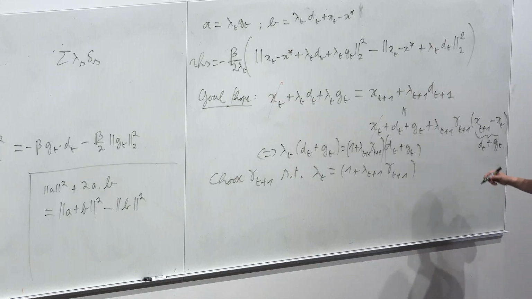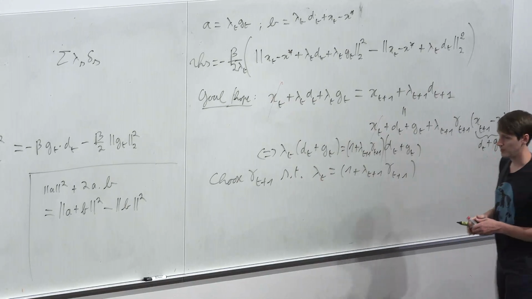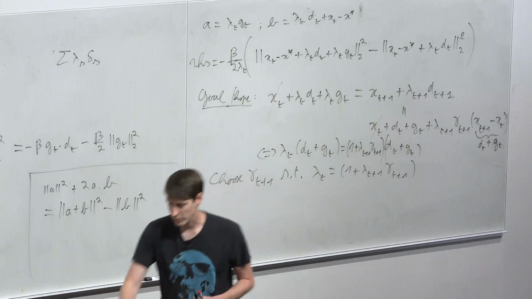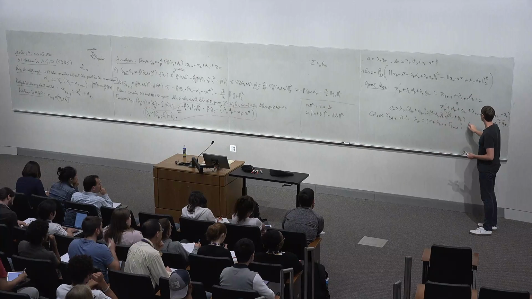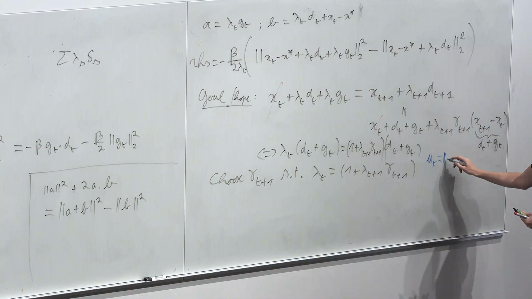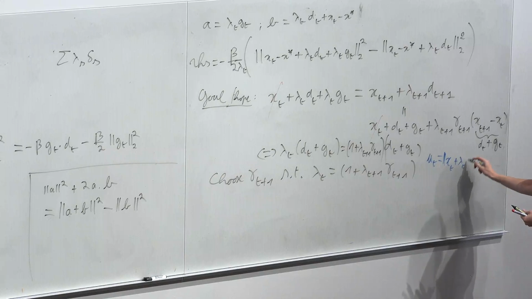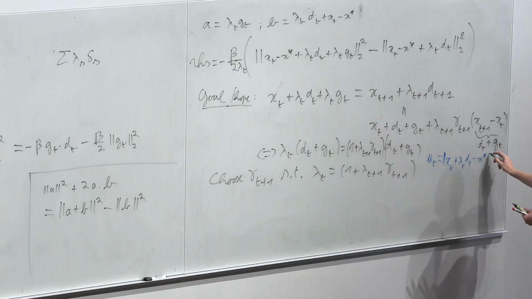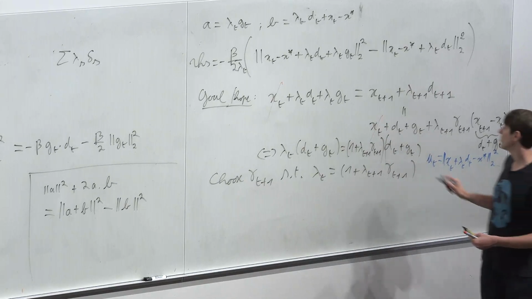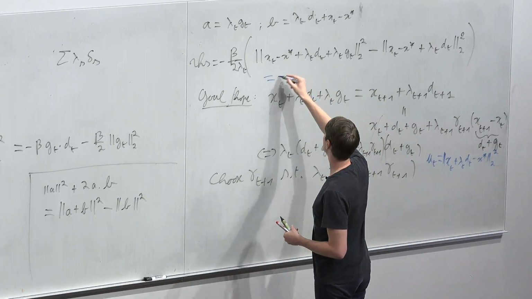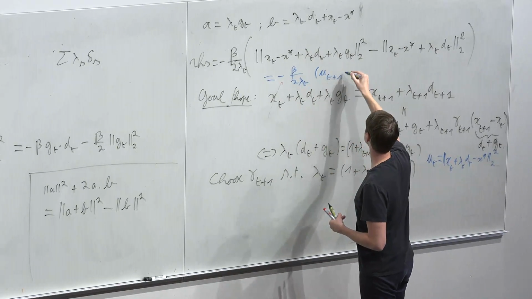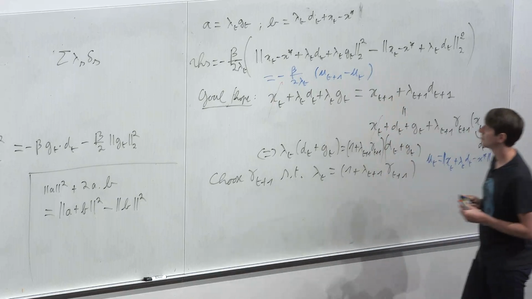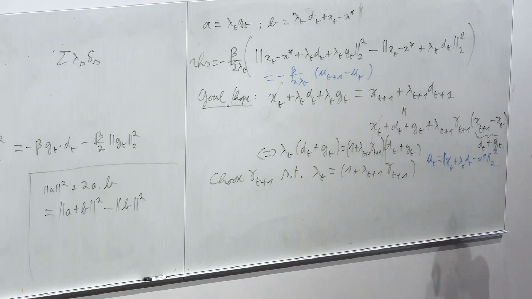Maybe even though I shouldn't use colors, I have to use them because otherwise it's too many things. So if I write ut, which is the norm of xt plus lambda t dt minus x star squared, we just proved that this right-hand side is equal to minus beta over 2 lambda t, ut plus 1 minus ut. Okay, so when I rescale by lambda t, I get something telescoping.